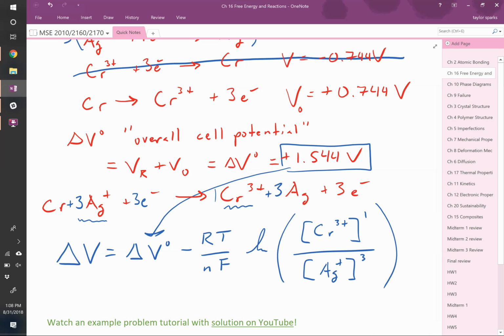Again, this only tells you on paper what it should be close to. The experimental conditions will change it. Now, what do you do for N? N is the number of electrons. That's the balanced number of electrons. So this needs to be 3. Okay?